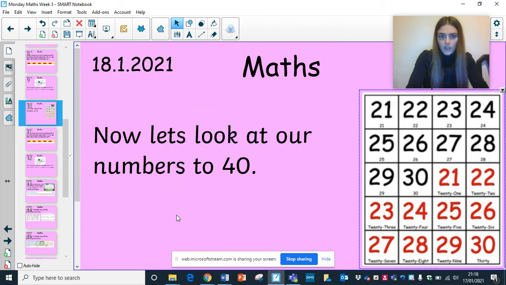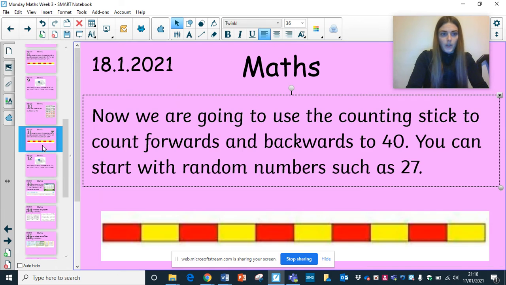Next lot of numbers we're going to move on to is the numbers from 31 to 40. So I've attached a Mini Beast number grid that you can use. That's got all your numbers on there to support you. So I'm going to hold some of those numbers up and see if you can tell me what they are.